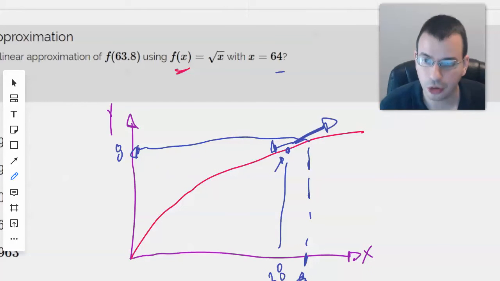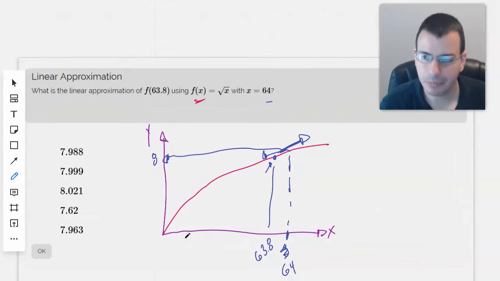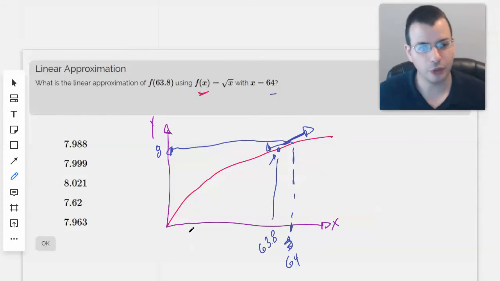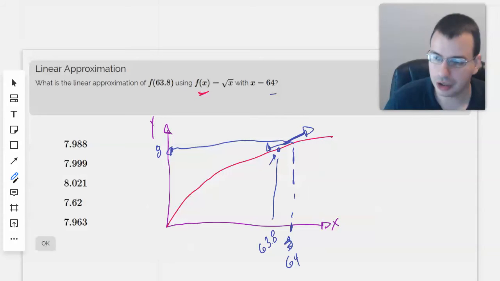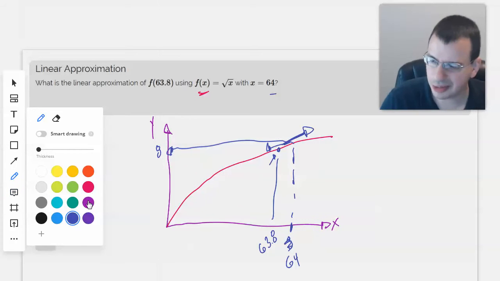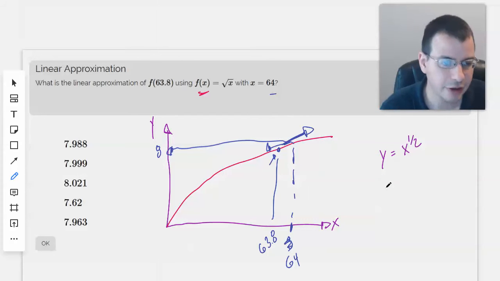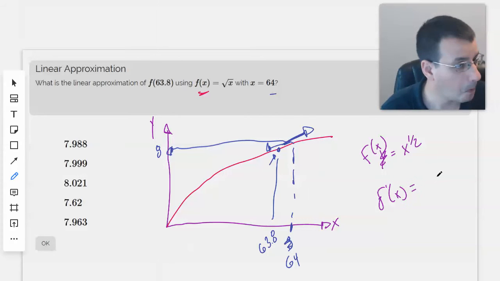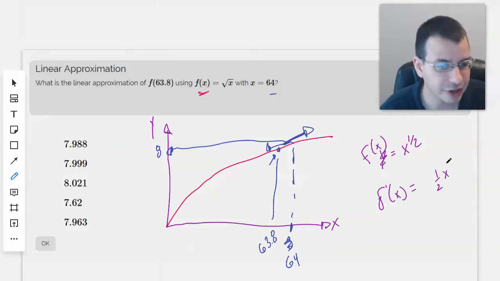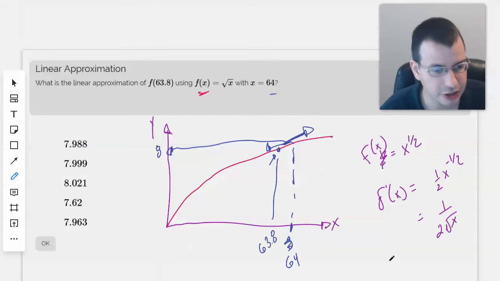We could go through the whole formal tangent line process and plug in the values, but using an understanding of what's going on logically, we can probably do it a little quicker. I'm going to start by finding the tangent line. So y equals x to the 1/2, f of x. F prime of x equals 1/2 x to the negative 1/2, which is 1 over 2 square root of x.